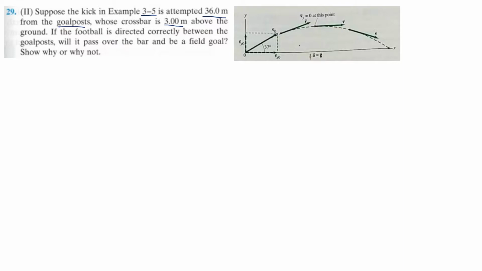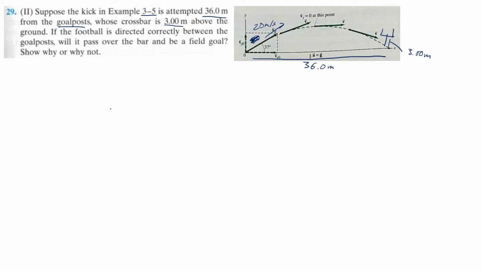So that means this distance is now 36.0 meters, and this is the crossbar, which is supposed to be 3 meters tall. They're wondering if it can make a field goal. In that example, the velocity was 20 meters per second at theta of 37.